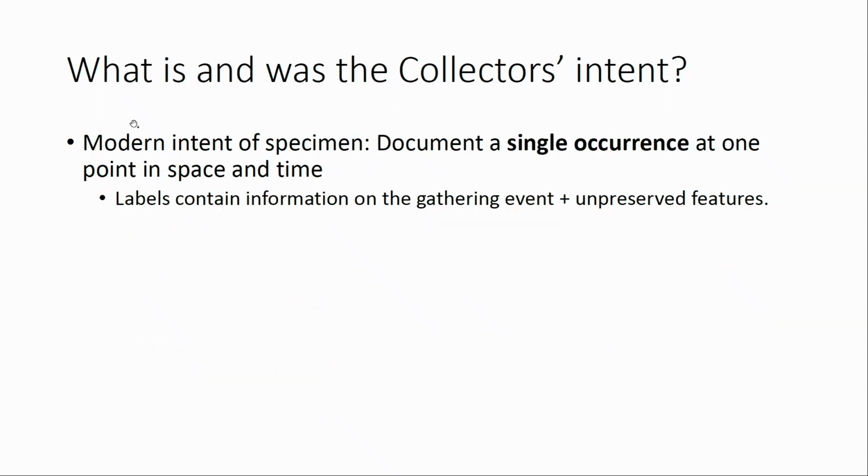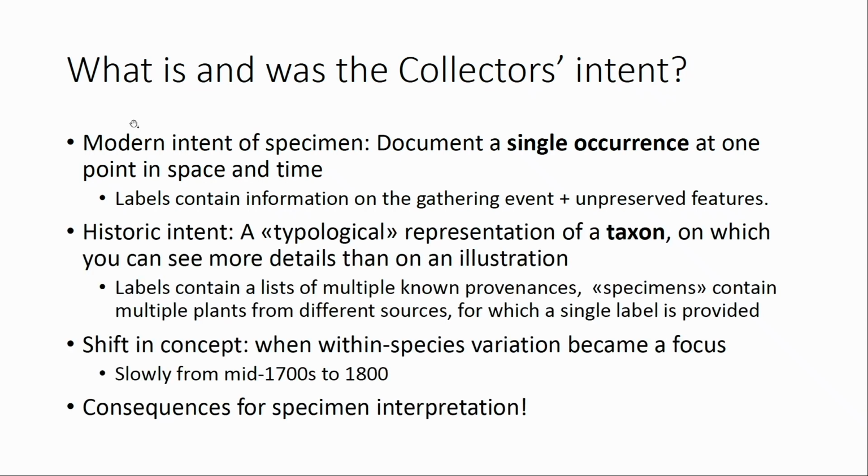So what is then the collector's intent and what was it? The modern intent of specimens is to document a single occurrence of one species, of one organism at one point in space and time. And the label contains that information on the occurrence. But this is not the way it was in the 18th century.